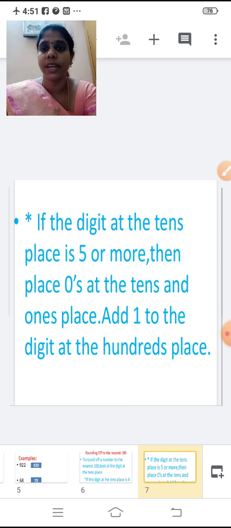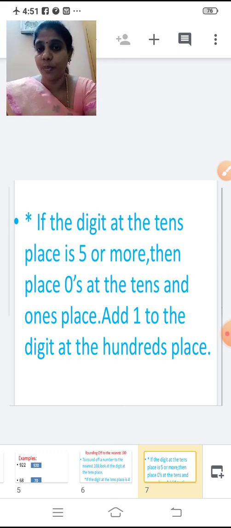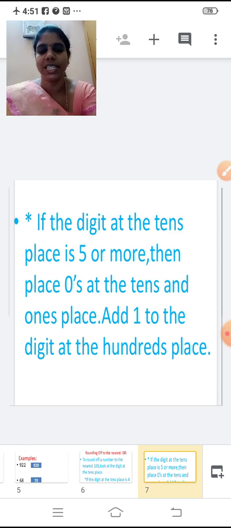I'll repeat it one more time. If the digit at the tens place is 5 or more, then place zeros at the tens and the ones place, and add 1 to the digit at the hundreds place. If the digit at the tens place is 5 or more than 5, what you have to do? Place zeros at the tens and the ones place, and also add 1 to the digit at the hundreds place. We'll see some examples now.